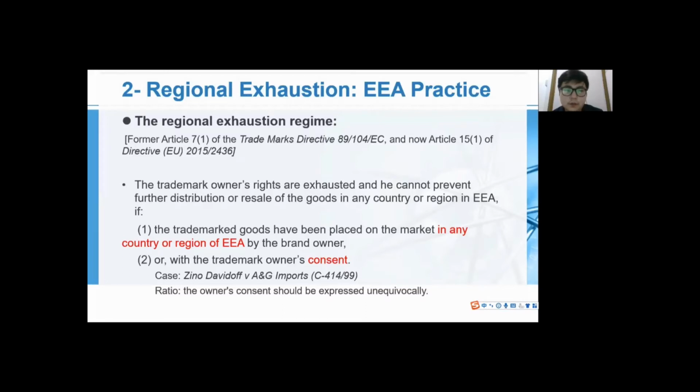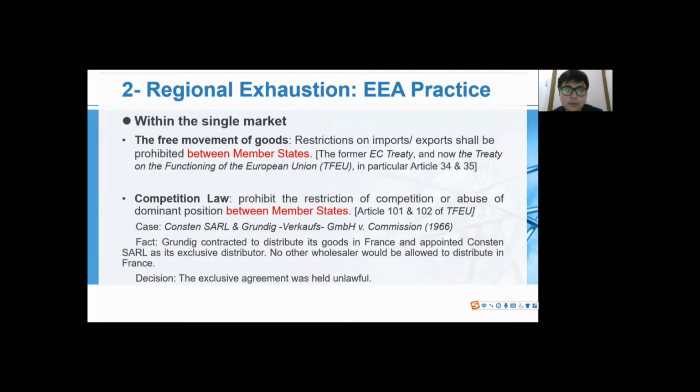But if the goods were sold outside the area and imported back, for example, which we call a parallel importation, the trademark rights are not exhausted. Also, there's a backdoor. If the importer can obtain its consent from the trademark owner, it will not be a problem. So why should the trademark be regionally exhausted within the European Economic Area?